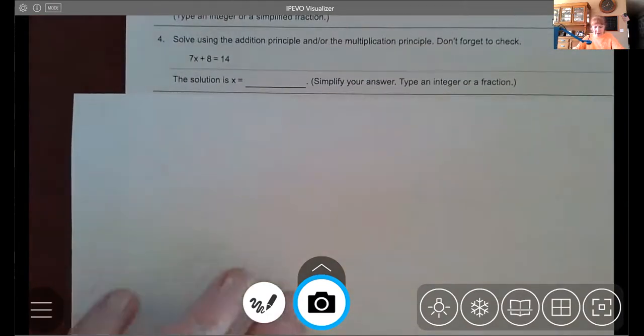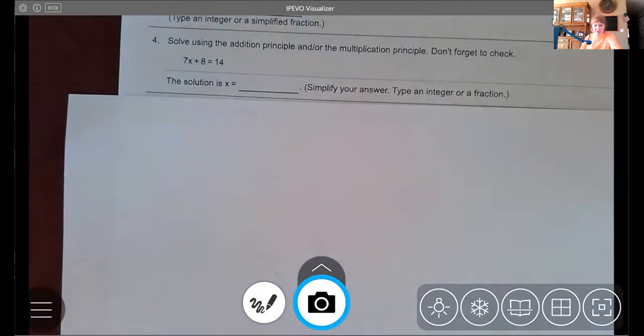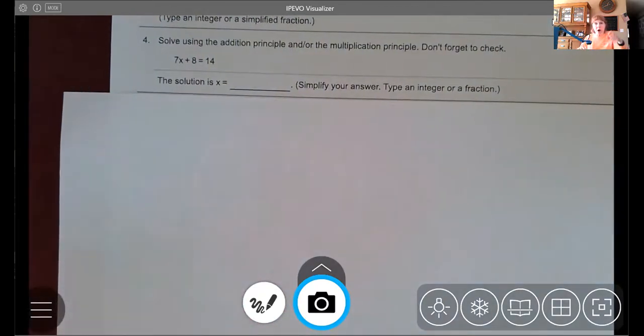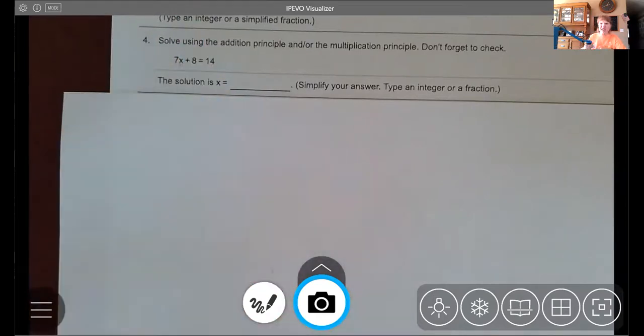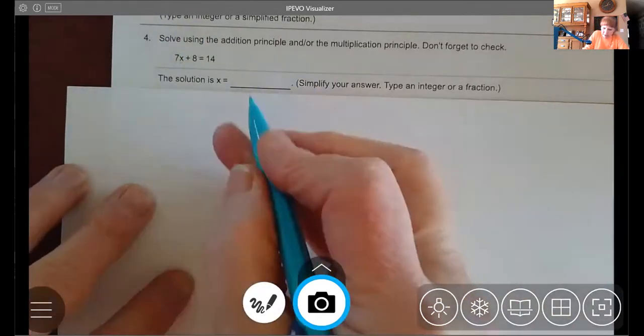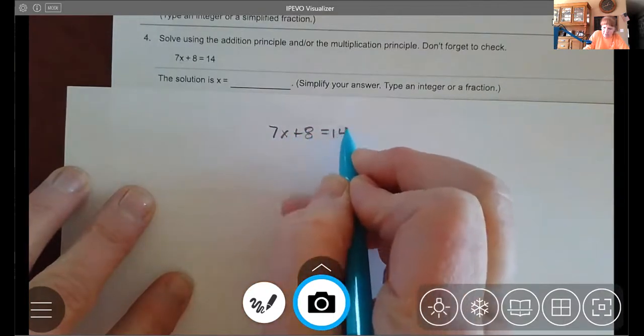Oh, and another one, number 4. You don't have to clear fractions. You just need to get the x by itself. By the way, these are called two-step equations because it takes 2 steps to solve them. You're adding the opposite and then you're dividing. Let's go ahead and do number 4. All right, so we've got 7x plus 8 equals 14.